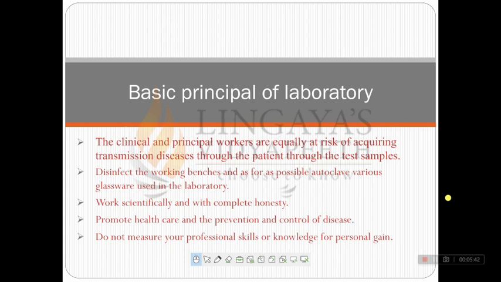clinical and principal workers are equally at risk of acquiring transmission diseases through the patient or through the test sample. So every person should always be taking the safety precautions, as the clinical and principal workers both are at equal risk. Secondly, disinfect the working benches and as far as possible autoclave various glasswares used in the laboratory. So safety purposes comes first.